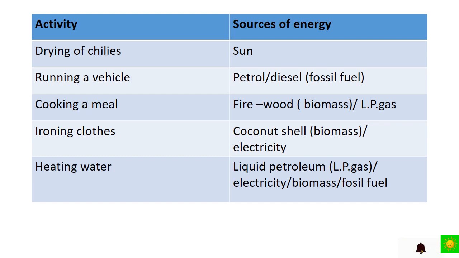Let's summarize the examples of different activities that use energy and their respective energy sources. Activity: drying of chilies. Source of energy is sun. Running a vehicle: petrol, diesel or fossil fuel. Cooking a meal: firewood, biomass, LP gas. Ironing clothes: coconut shells, electricity. Heating water: liquid petroleum gas, electricity, biomass fuel, fossil fuel.